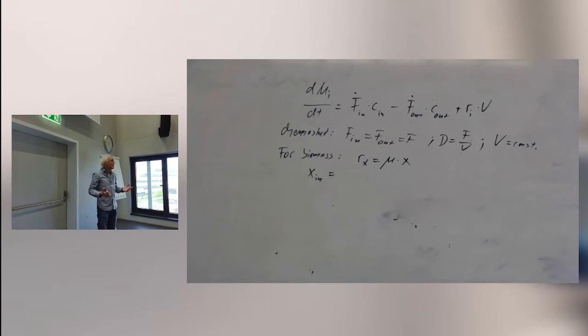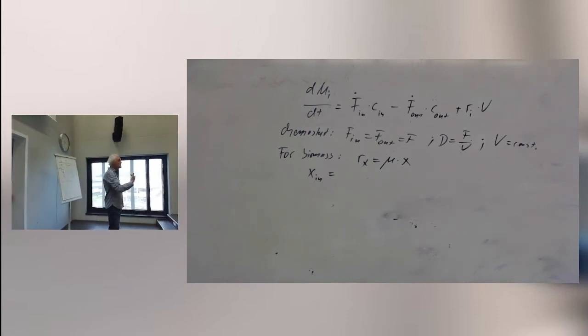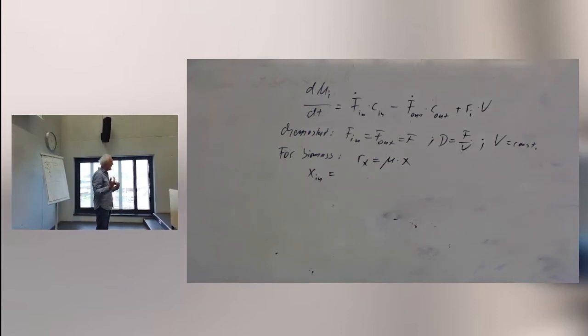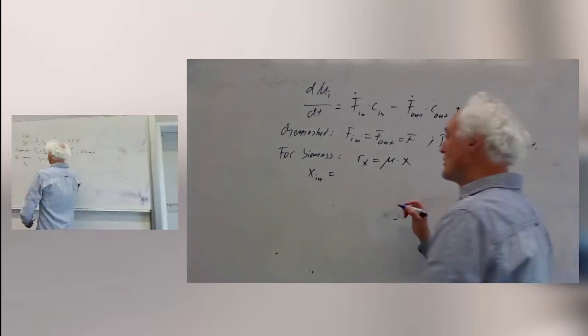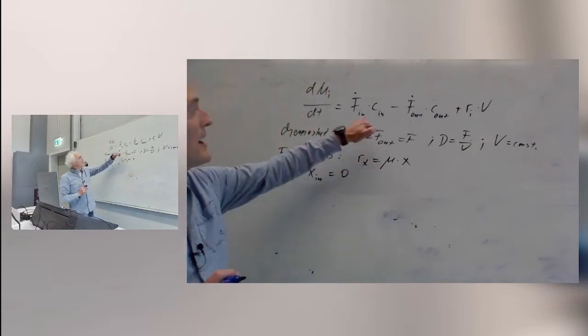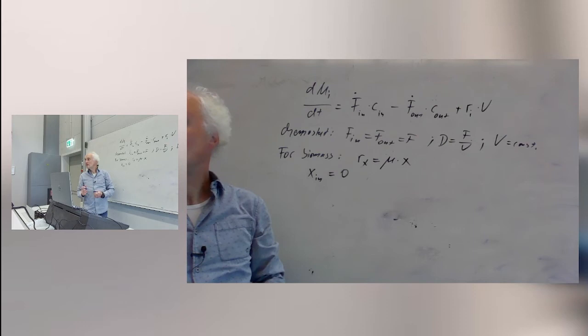In general, it would be rare that we pump in biomass. This is of course not the case in a wastewater treatment plant, for example. So this is not always the case, but in our case it is 0. So X in is 0. For our biomass, this term gets 0 because our biomass concentration in the inflow is 0.